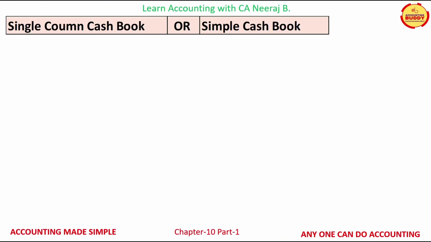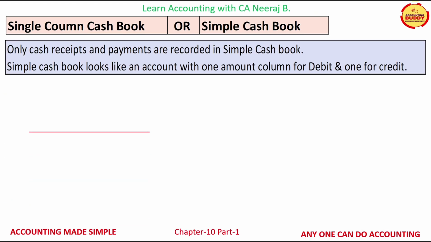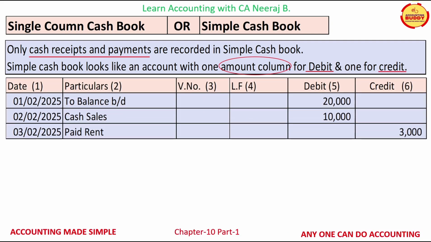Let us learn more about single column cash book and its format. Only cash receipts and payments are recorded in simple cash book. Simple cash book looks like an account with one amount column for the debit and one for credit. A specimen of a single column cash book is displayed on your screen.